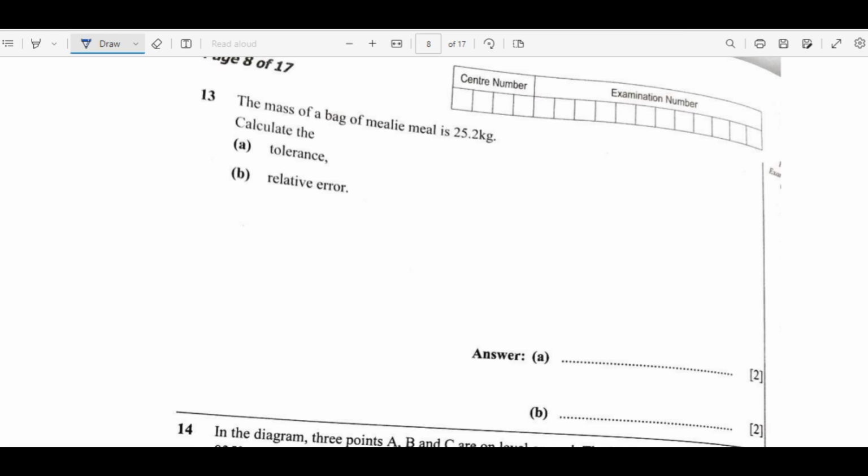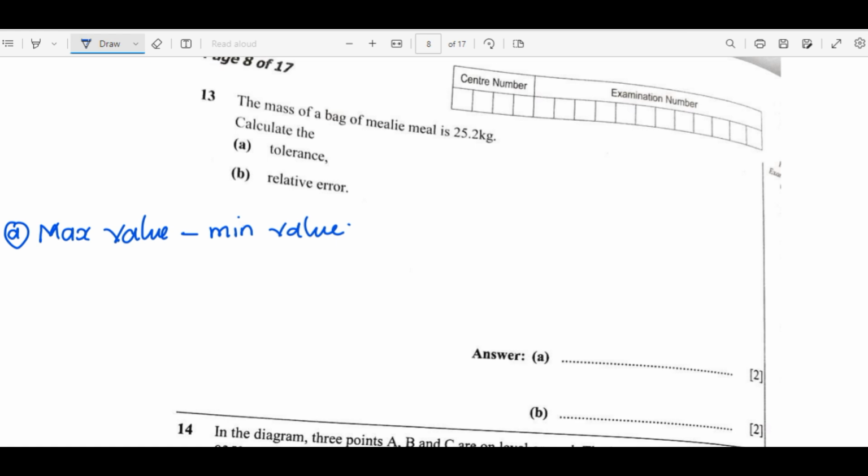Now we have the mass of a bag of milk is 25.2 kg. Calculate the tolerance. Now tolerance is given by, we need to find the maximum value or the upper bound. From there we are going to subtract the minimum value from the maximum value. So how can we find the maximum value and the minimum value?